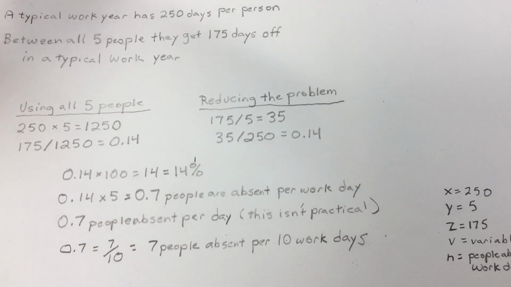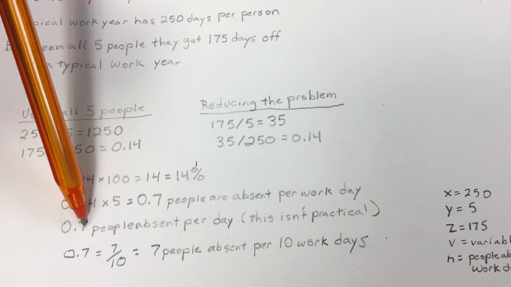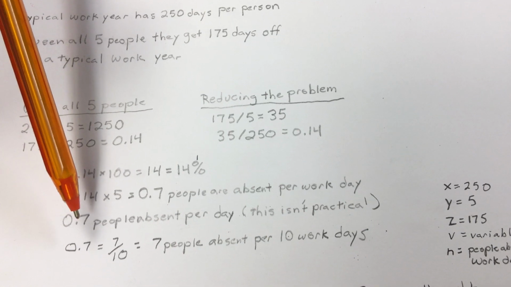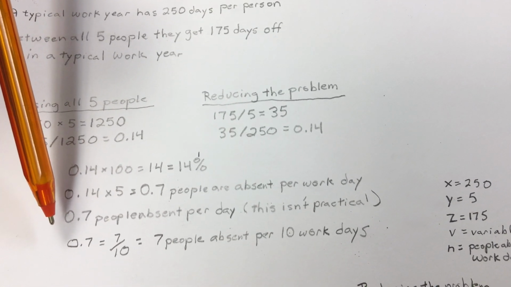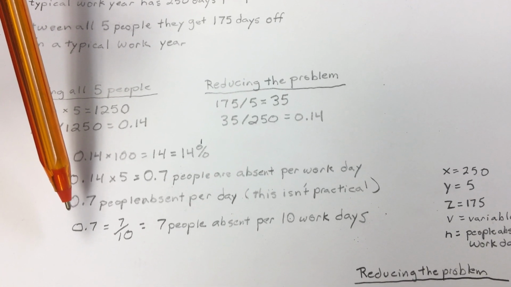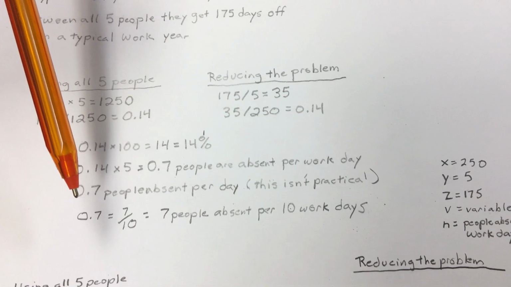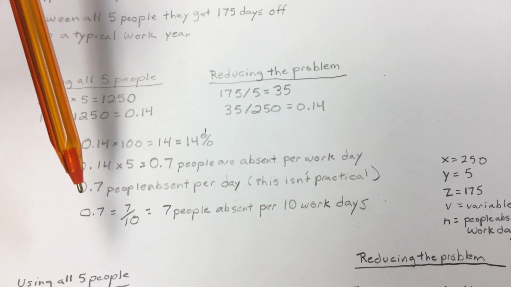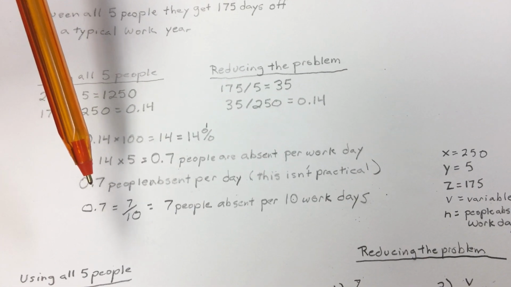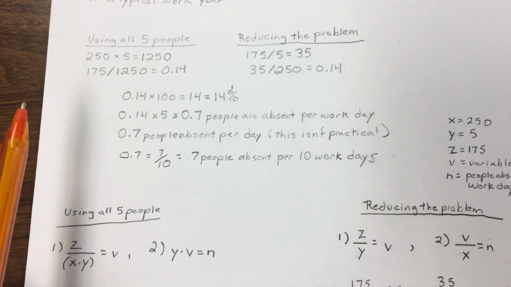You also could have multiplied this 0.7 by 7 instead of using 10, and you would have got 4.9 people absent per 7 days, which is close to 5. So you could round that and say 5 people are absent every 7 days. That would have been acceptable as well, but this is an exact number. You didn't have to round to get it.